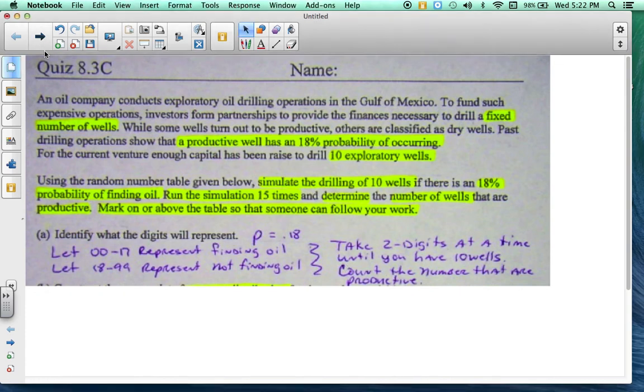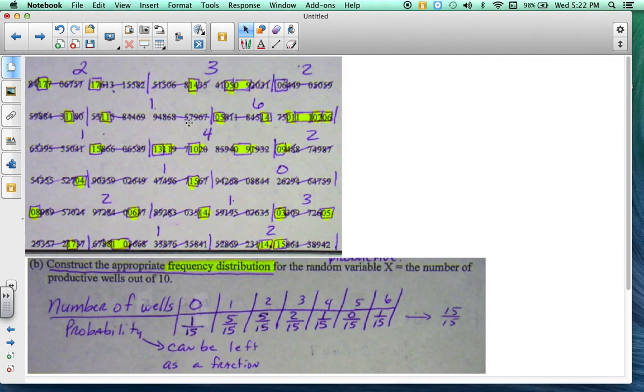Now, second of all, we're going to run our simulation. So notice 5, 10, 15, 20. 20 digits represents 10 wells because we're doing 2 digits at a time. I marked them off and I highlighted and boxed in the numbers that are between 00 and 17. There were 2 here, 3, 2, 1, 6, 1, 4, 2, 1, 0, 2, 1, 3, 1, 2.